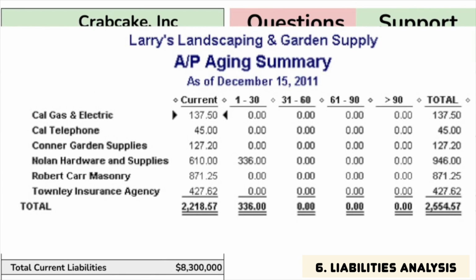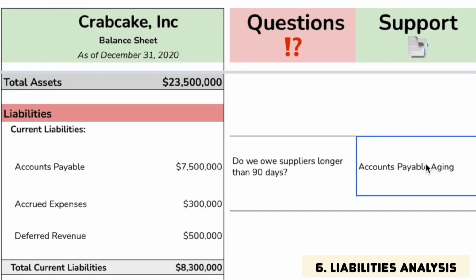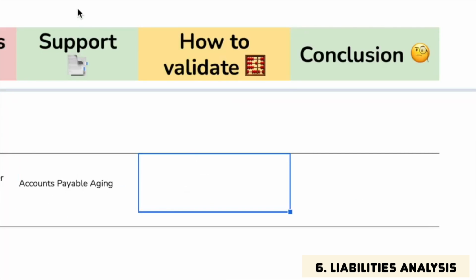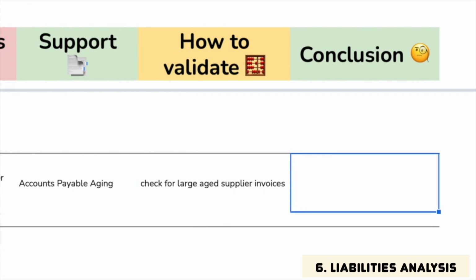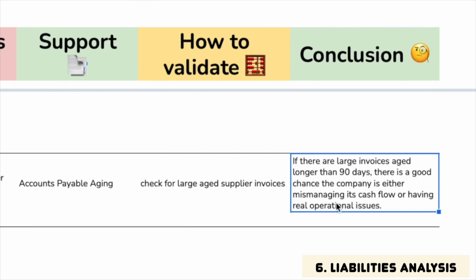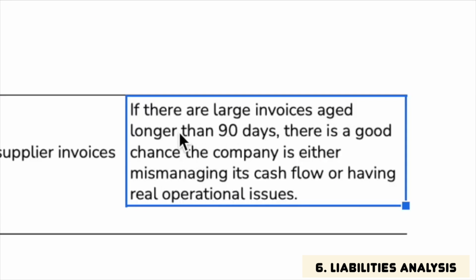So I'm going to be able to see the duration, 30 days, 60 days, 90 days plus, and figure out which invoices or which vendors are overdue. And so I'm going to take that accounts payable aging, and I'm going to look at it and check for large aged supplier invoices. And the conclusion I'm going to have out of this is, if there are large invoices aged longer than 90 days, there is a good chance that the company is either mismanaging its cash flow or having real operational issues.